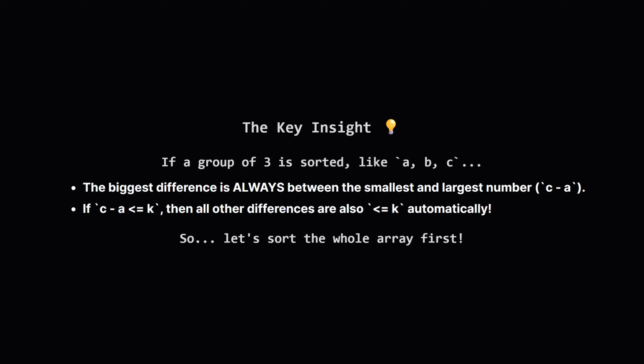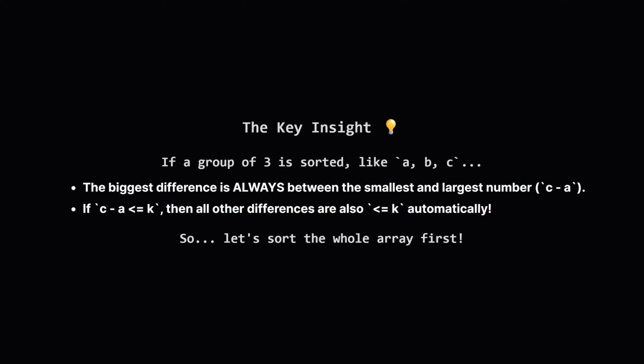Thinking about all the possible combinations is really complicated. But what if we could simplify the problem? Here's the big aha moment. Inside any group of 3, say A, B, and C, if we sort them, the largest possible difference will always be between the smallest and the largest element. The difference between B and A, or C and B, will always be smaller. So we only need to check one single condition for each group. Is the largest number minus the smallest number less than or equal to k? If it is, the group is valid.